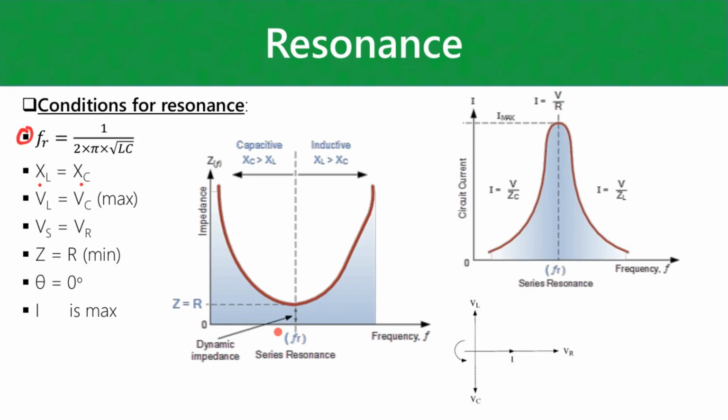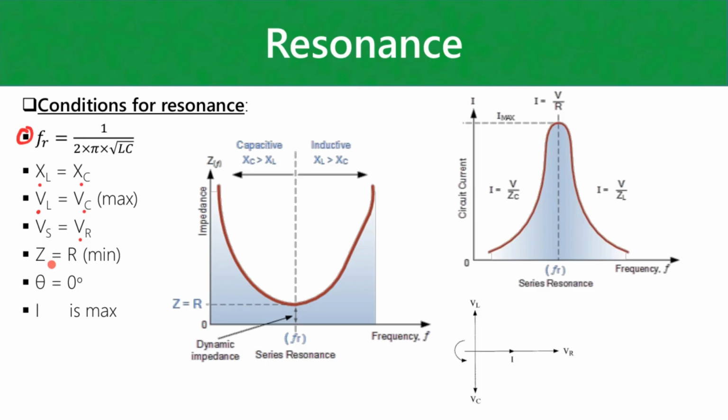Again, the condition is that XL and XC need to be equal. That also implies that the voltages across both these components will be equal, and that your source voltage is now going to sit across your resistor, and your impedance is then going to be a minimum. So your impedance is essentially just your resistance, your phase angle in this case is also going to be 0, which also means your power factor is 1. And your current is then going to be a maximum because your impedance is a minimum.